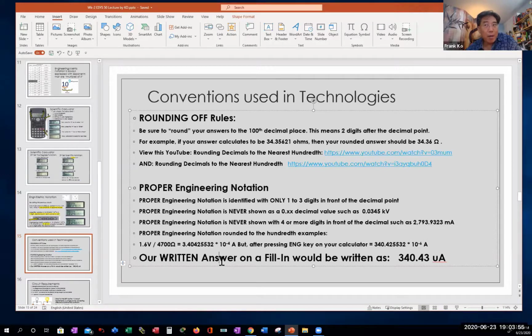And we would write down our answer on an answer sheet in proper engineering notation with 2 digits after the decimal point. This will be written as 340.43, and 10 to the negative 6 is the symbol that looks like a lowercase u, micro, and the unit of current is amps.